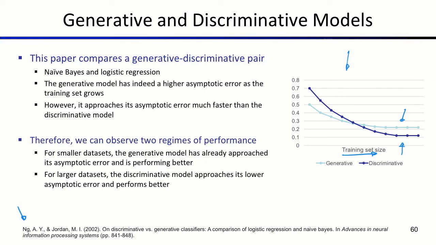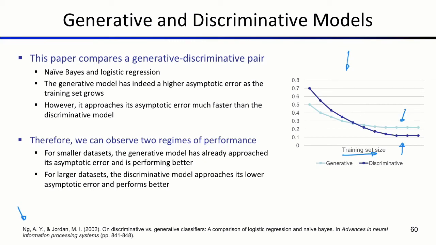So we see that this asymptotic error for the generative classifier is in fact higher than the asymptotic error for the discriminative classifier. And the second result in this paper, which is a little bit surprising, is the fact that the generative model approaches its asymptotic error much faster than the discriminative model.